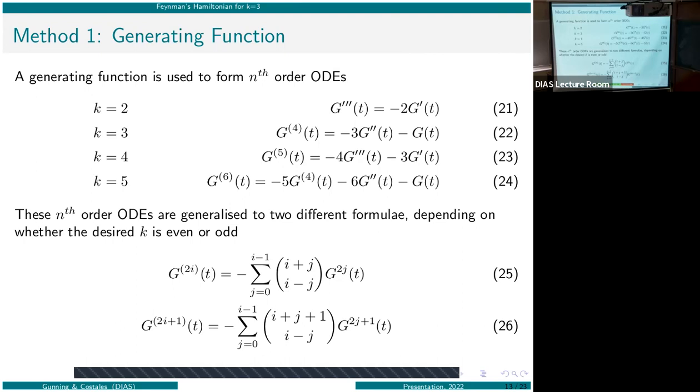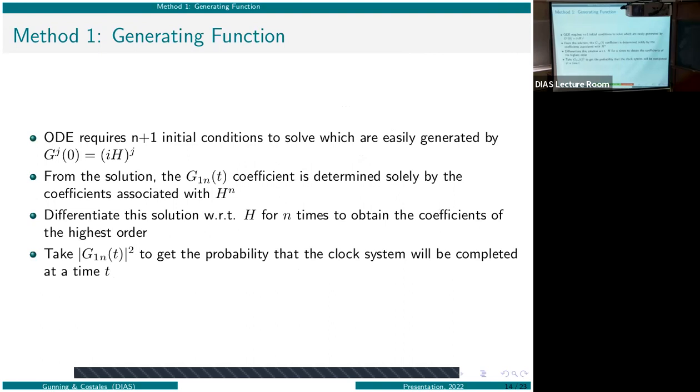To solve each ODE, we have to have n plus one initial conditions. But these are very easily generated because we have that g of t is equal to e to the power minus iHt. Therefore, it was very easy to make an infinite amount of initial conditions, but since we only need n plus one, we have that. And from our solution, we know that the g1n coefficient, which we're interested in because it tells us when the program counter has completed, is actually solely determined by the coefficients associated with the h to the power of the highest order. And so if we differentiate our solution of the ODE n times, we are able to obtain the coefficients of g1n. And by taking the absolute value squared of this, we are able to find the probability that it will complete at a specific time that we check.